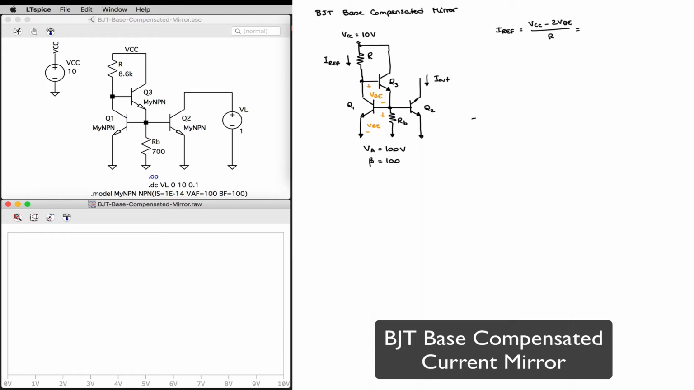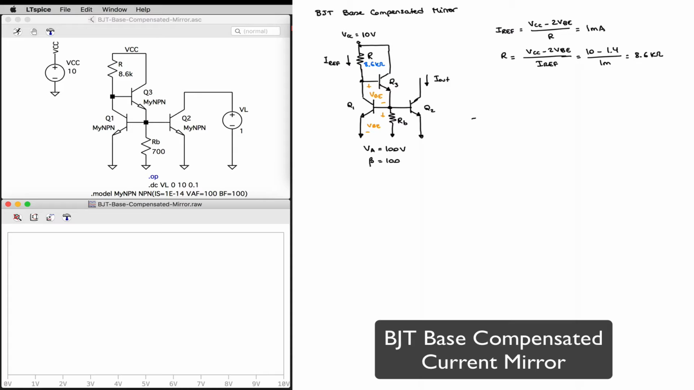Now imagine that I want my Iref to be equal to 1 milliamp, just as I did before. Then my resistor R is going to be equal to VCC minus 2 VBE divided by Iref, or 10 minus, let's assume VBE is 0.7 volts, so minus 2 VBE will be minus 1.4 volts, divided by 1 milliamp. So this will be 8.6 kilohms. And that will give us 1 milliamp flowing through transistor Q1, approximately 1 milliamp flowing through transistor Q2 as well.